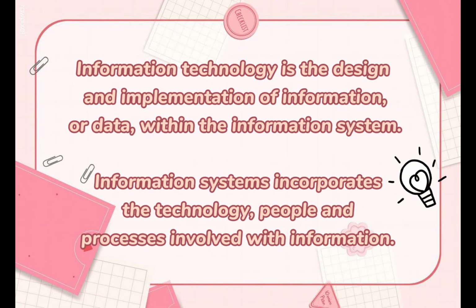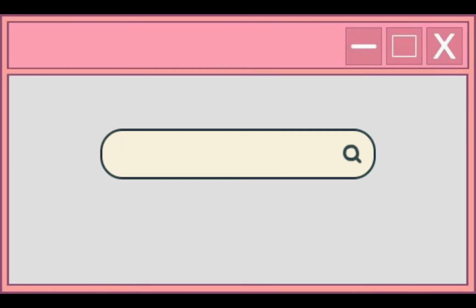Information technology is the design and implementation of information, or data, within the information system. Information systems incorporate the technology, people and processes involved with information.